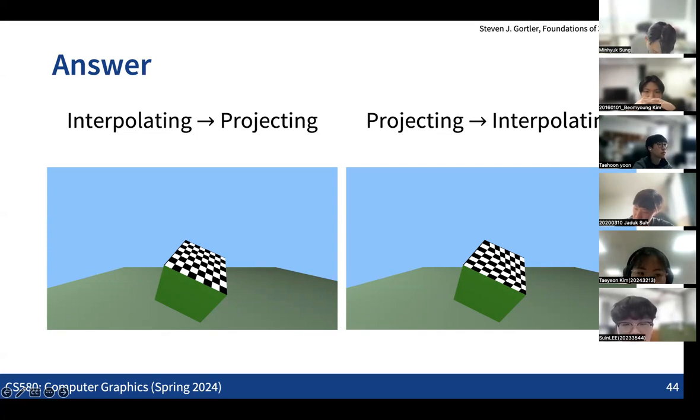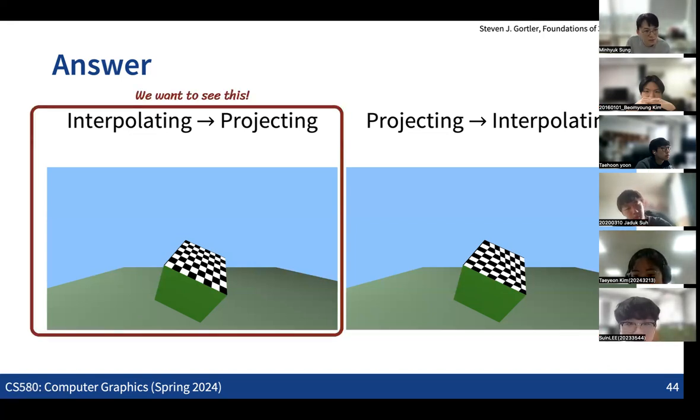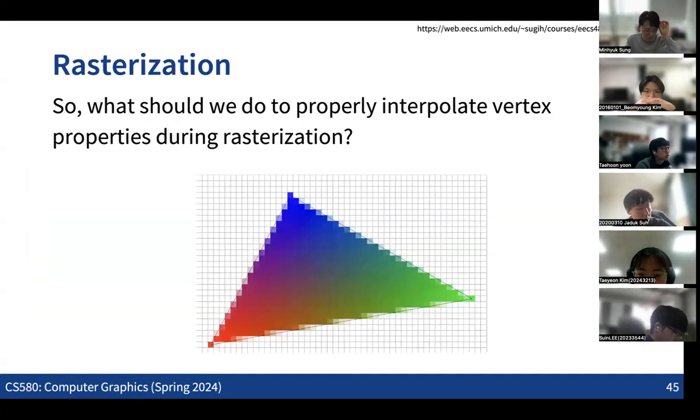This is because these two are not exactly the same. If you project first and then interpolate, this is not the same as interpolating first and then projecting. So if we just do the interpolation in the 2D space, then we will see this. This is not what we want to see, right? Actually, we want to see this. So the question here is how we can properly compute all this interpolation. This is the issue in the rasterization.